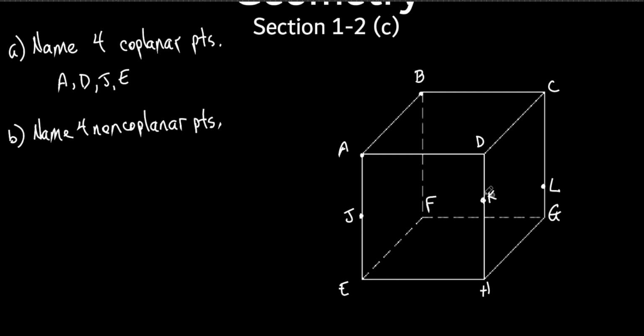Okay, J and K, L, and F. Yeah, they would be non-coplanar, right? J and K are on the same plane, but F is not on the same plane as J and K, all right? And L is not on the same plane as J and K. So yeah, that would work. J, F, K, and L.